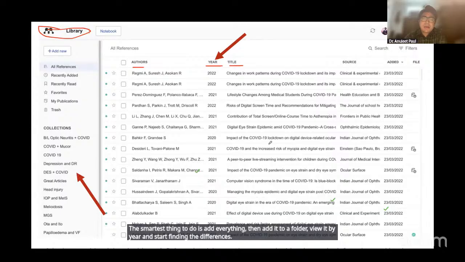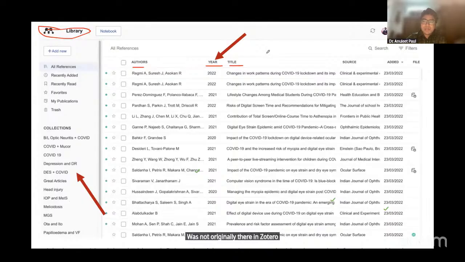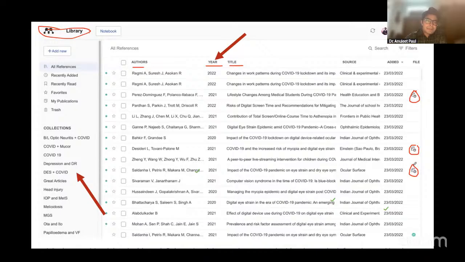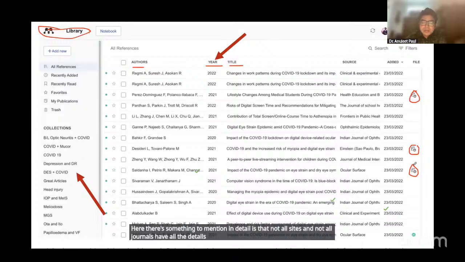The interesting thing about Mendeley is that once you click on an article, you can open the article within the application and search and highlight it, which was not originally there in Zotero, but is there right now as well. You have these links on the right-hand side where you can directly download the PDF as well. Something to mention in detail is that not all sites and not all journals have all the details of all the articles. So it takes a bit of time to search for the right article and get yourself acquainted with it.